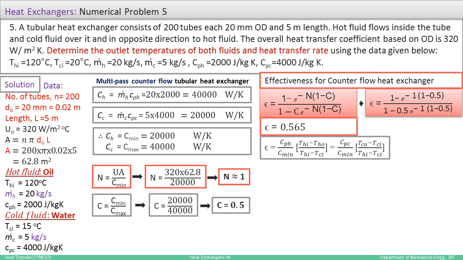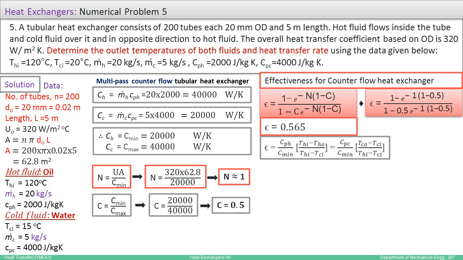And we also know the definition of effectiveness as Q by Q max. Q is heat lost by the hot fluid, or it is also the heat gained by the cold fluid, which is in the numerator. But the maximum heat transfer possible is the product of C minimum, minimum heat capacity, multiplied by maximum temperature difference, that is T_hi minus T_ci. So we have the definition of effectiveness here.